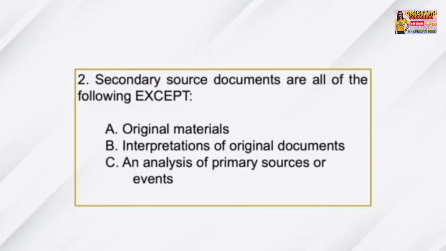Number 2. Secondary source documents are all of the following except A. Original materials, B. Interpretations of original documents, C. An analysis of primary sources or events.